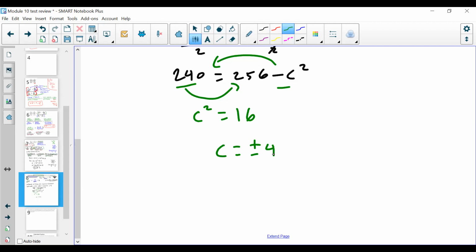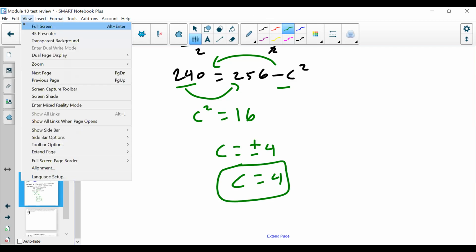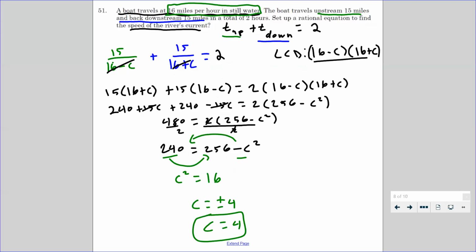It doesn't make sense for a current to be negative 4 miles per hour, so we just say c equals 4. And that is your answer. Any questions about that? Make sense? All right, let's keep going.